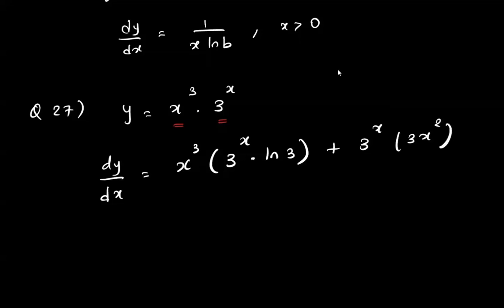Okay, so I can combine and see how to write this. So x squared and 3 to the power of x are common factors. If I want, I can take them out. And then I have x ln 3 plus 3 as my answer.